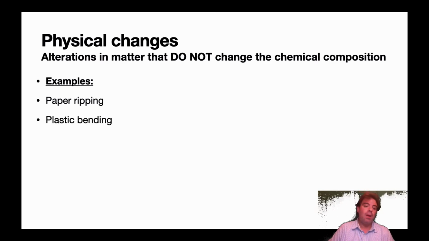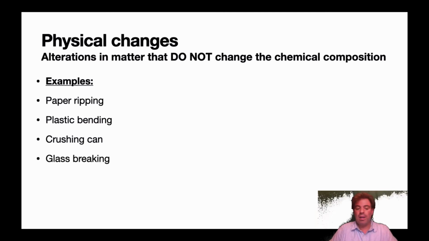Plastic bending. You can bend plastic. It was plastic before, it's plastic after. You didn't change the composition. When you crush a can, you physically alter its shape, however you do not change the chemical composition. Glass breaking. It was glass before, it's glass after. It was transparent, it is still transparent. Something dissolves.